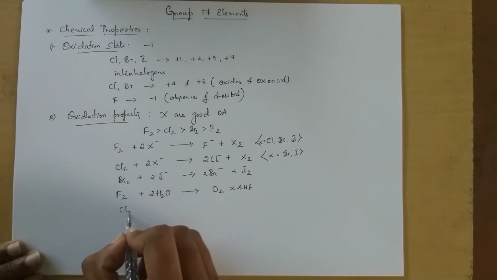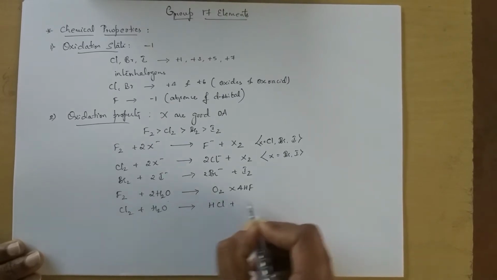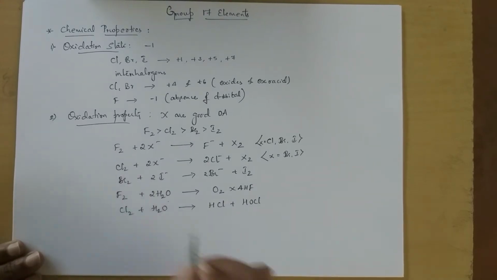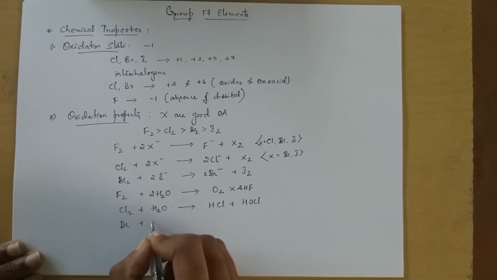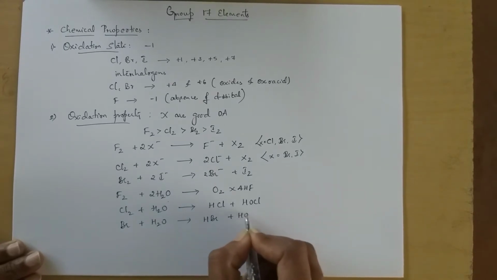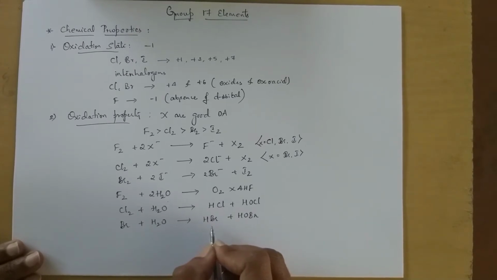Similarly, chlorine dissolves in water to form hydrochloric acid and hypochlorous acid, HOCl, which is one of the oxoacids of chlorine. This water is called chlorine water. Then bromine reacts with water to form HBr, hydrogen bromide, and HOBr, that is hypobromous acid.